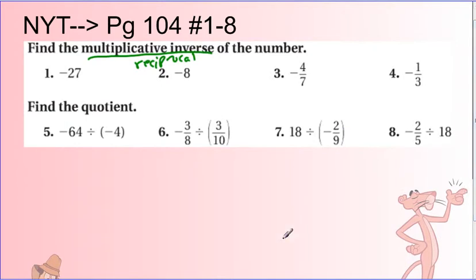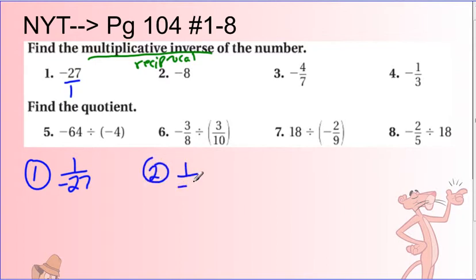Okay. Hopefully you did, so let's do it. I'm going to do 1 through 4 here, and then erase them to do 5 through 8. So number 1, the reciprocal of that would be 1 over negative 27, because you'd write it as a fraction and then flip it. Number 2 would be 1 over negative 8, same deal. Put it over 1, so now it's a fraction, and then flip it.